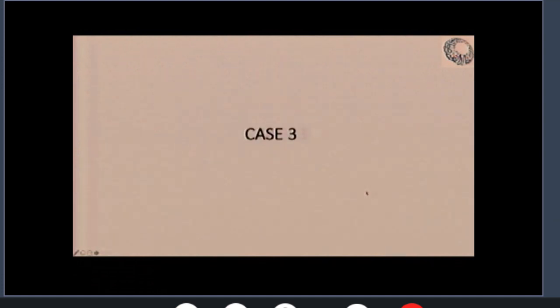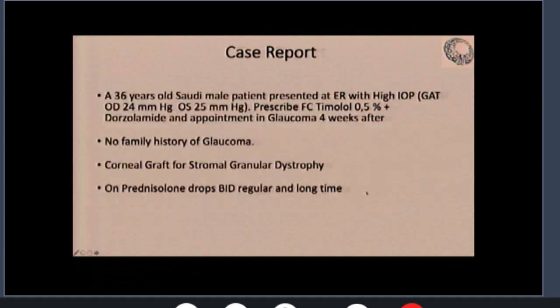Case number 3. 36-year-old Saudi male patient presents at ER with high IOP, 24 in the right eye, 25 in the left. Prescribed fixed combination of timolol plus dorzolamide and appointment in glaucoma 4 weeks later. No family history of glaucoma, corneal graft for stromal granular dystrophy, on prednisolone drops twice a day, regularly for a long time.